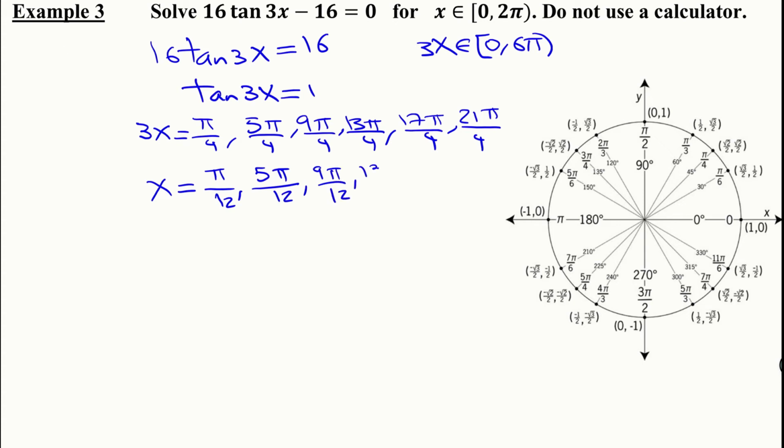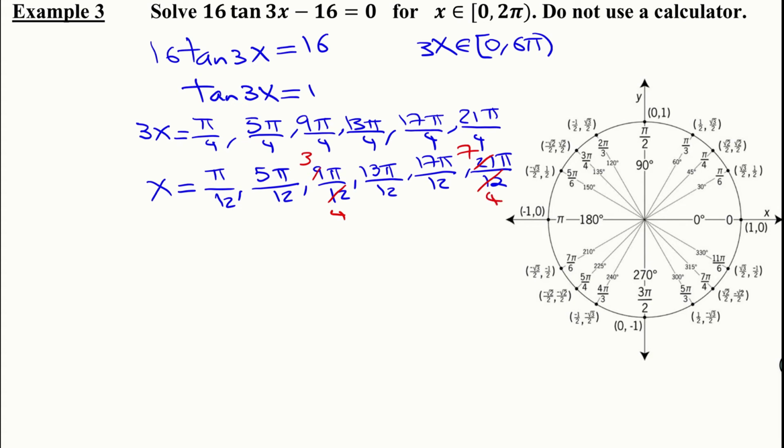Next we'll have 13 pi over 12. And then 17 pi over 12. And finally 21 pi over 12. So we do notice that a couple of them can be reduced. Notice on the 9 pi over 12, 3 goes into 9 3 times, into 12 4 times. And in the 21 pi over 12, 3 goes into 21 7 times, and into 12 4 times.